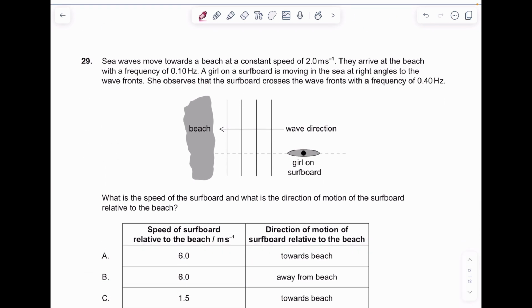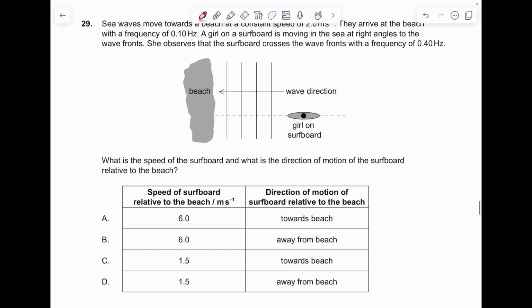Question 29. Sea waves move toward a beach at a constant speed of 2. They arrive at the beach with a frequency 0.1. We've then got a girl on a surfboard moving at right angles. She observes a frequency of 0.4. So this is a Doppler effect question. We have a moving observer. So the girl is moving in the sea at right angles to the wavefronts. What's the speed of the surfboard? What is the direction of motion?